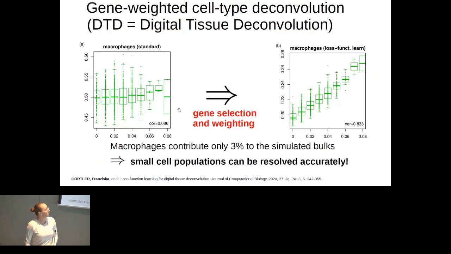Now here we see some results. This is for a melanoma data set where we had about 3% of macrophages, and before training, that means all genes have the same weight. We see here the true cellular composition, and here's a predicted one, and this is a correlation between true and predicted, and this is about like 10%, so there's no prediction possible at all. But after gene weighting and selection, we get a nice correlation of more than 80%. So, okay, we can resolve for small cell populations accurately.